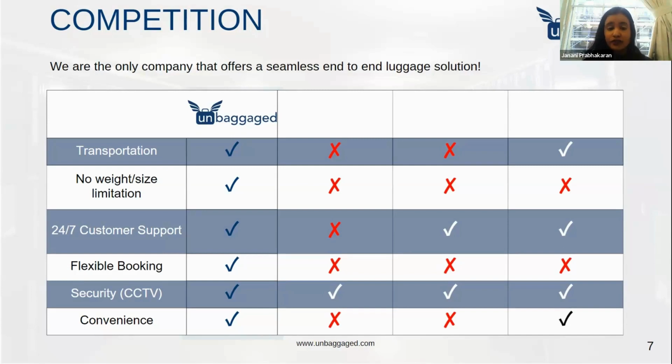With Unbaggaged, we offer transportation. This includes for bags and also passengers, providing that seamless service from one end to another. There is no weight size limitation. We offer 24/7 customer support, and there is a high level of security, meaning the CCTV and bags that are tracked at every instant of handover. And most important of all, it's convenient for any traveler to use and saves about 2 hours of their day from arrival to departure.